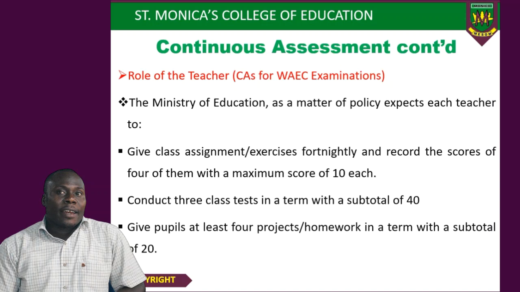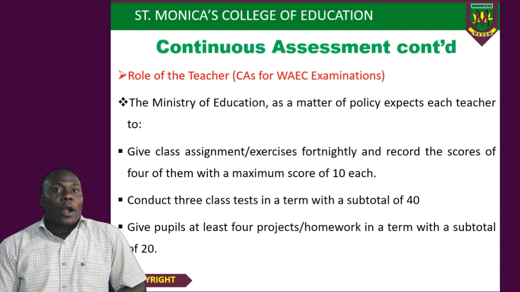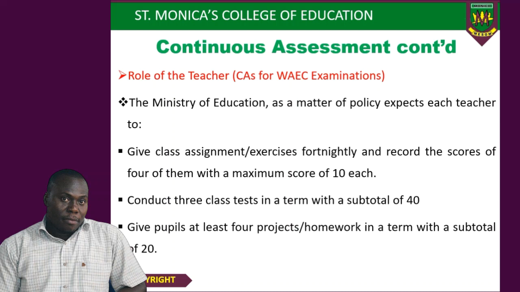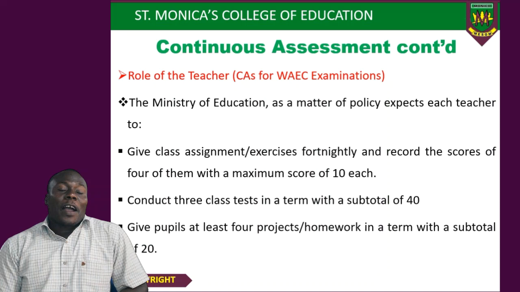Again, the teacher is expected to give students at least 4 homework or projects in a term with a subtotal of 20. So projects or homework can be as many as ever, but then the 4 best of the students can be recorded in the continuous assessment book. Or at its best, if you don't want any trouble, you can give 4 projects or 4 homeworks and record each at say maybe 5 marks each. All together you make 20 marks.